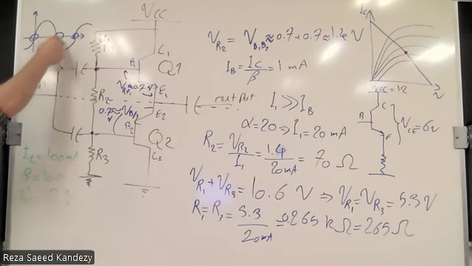Why is there a problem in zero crossing? Go ahead. It is basically the base-emitter voltage is below what we need to turn on the switches.